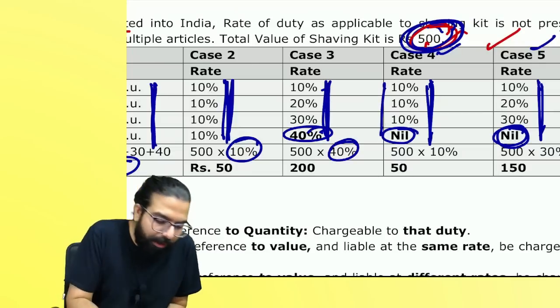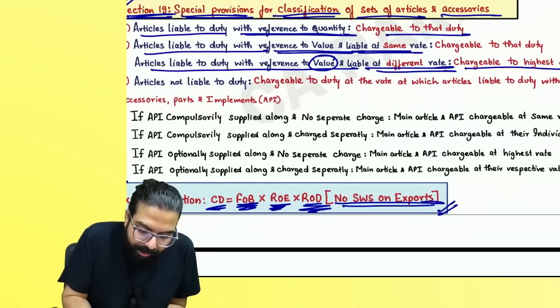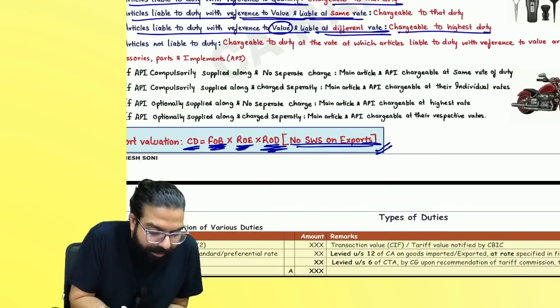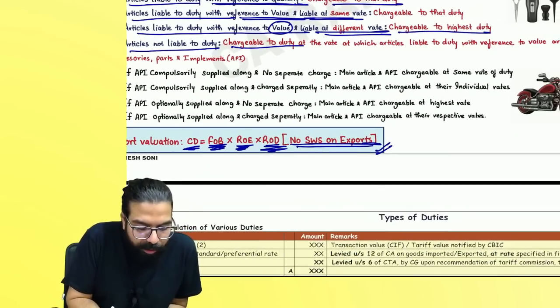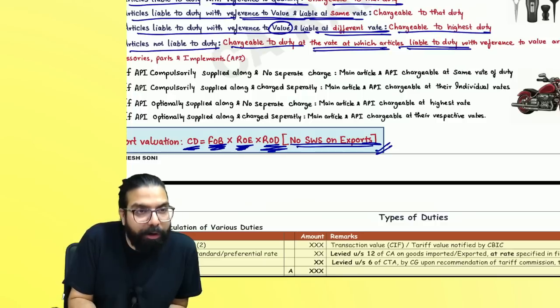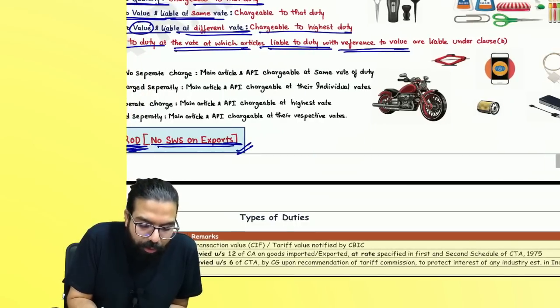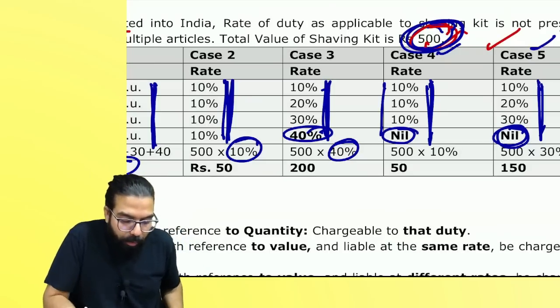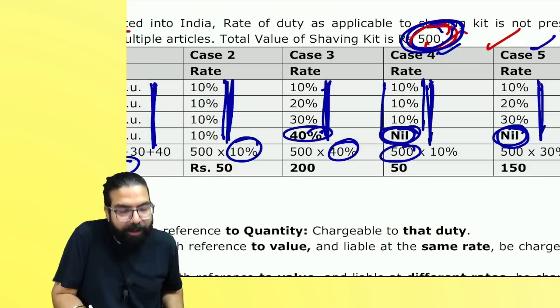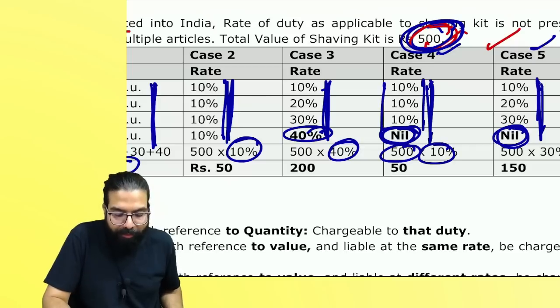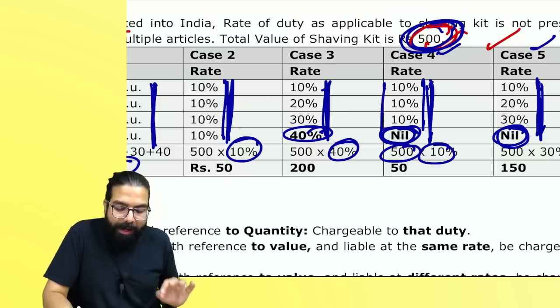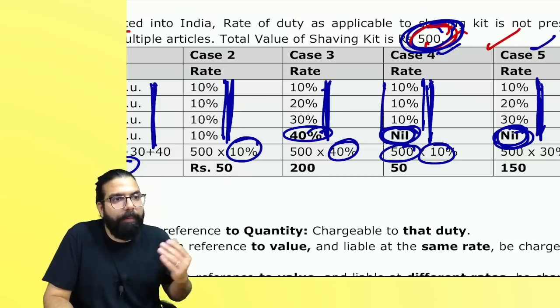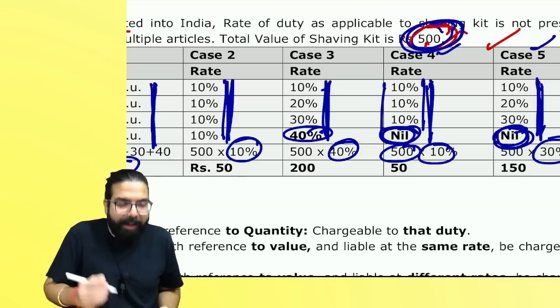Are we clear, everyone? The next one over here is, if chargeable to the highest rate, if articles are not liable to duty, chargeable to duty at the rate at which articles liable to duty with reference to value are liable. For an example, if one item has no duty and all the others are 10%, then the whole set of articles pays 10%. If one item is not liable and all the other items have different rates of duty, then the highest rate will be applied.